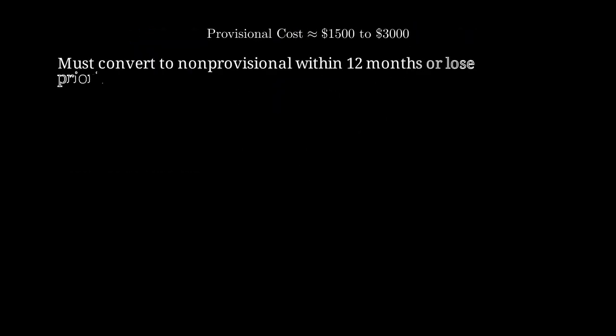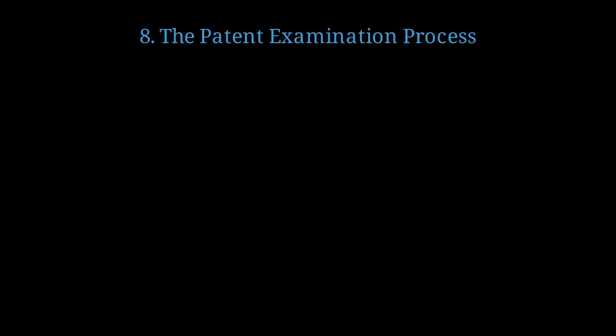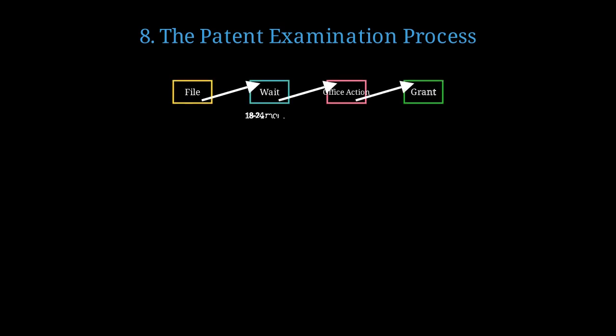Critical warning: you must convert to a non-provisional application within 12 months, or you lose your priority date and all protection. After filing, your application enters the examination process at the Patent Office. The examination timeline typically spans 2 to 3 years. File, wait 18 to 24 months for first office action, respond within 3 to 6 months, and potentially receive grant.